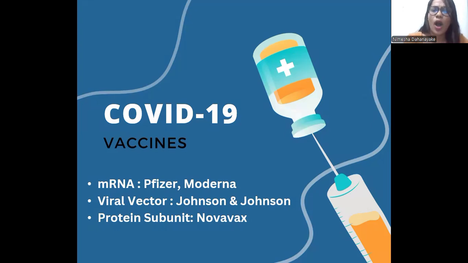This slide shows how different technologies were used to create the COVID-19 vaccines we all know. The Pfizer and Moderna vaccines are mRNA vaccines. The Johnson & Johnson vaccine is a viral vector vaccine, and the Novavax vaccine is a protein subunit vaccine.